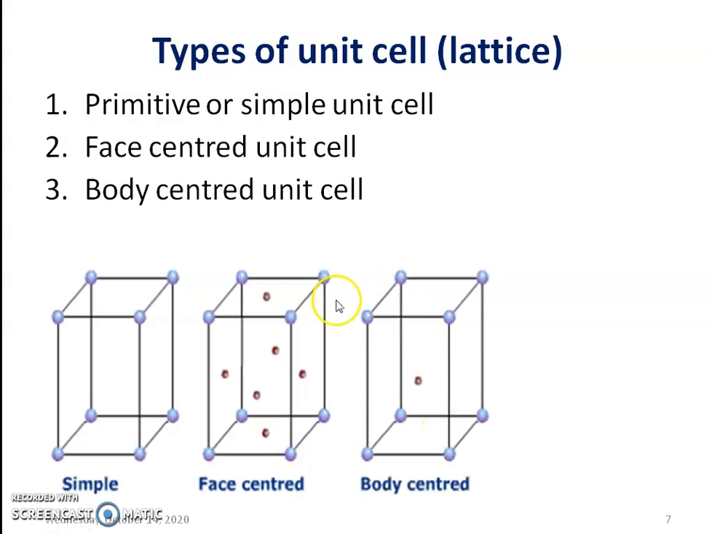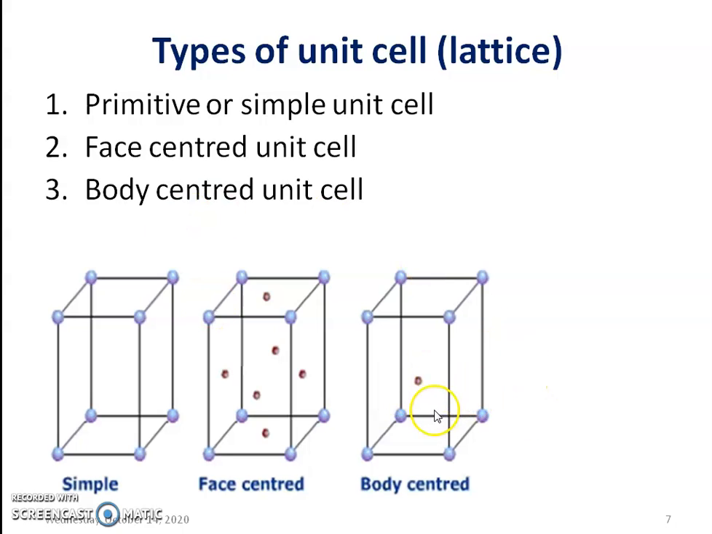Now the third type of unit cell is the body centered unit cell. In a body centered unit cell, lattice points occupy the 8 corners and there is one lattice point which occupies the center of the unit cell. This is the body centered unit cell.